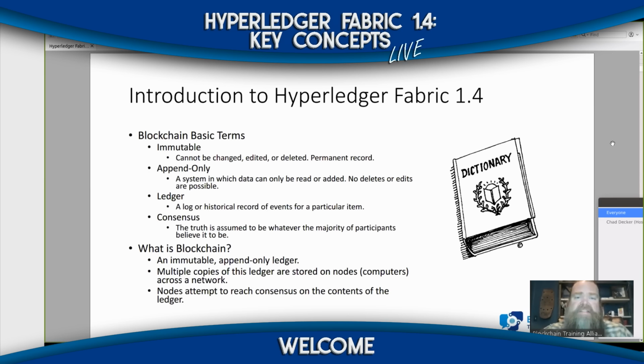So to get everyone on the same page, let's just start by defining some common terms that you hear a lot in the blockchain world. If you're just getting into blockchain, you're probably hearing a lot about immutable append-only ledgers that are managed by group consensus. Well, let's just pause for a minute and talk about what some of these terms mean. So when we talk about something that is immutable, we're talking about something that can't be changed, it can't be edited, it's permanent. Once it's created, it's there for good.